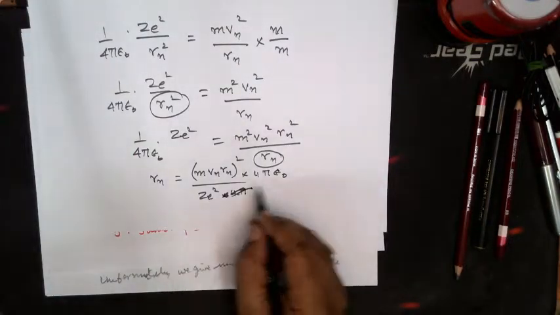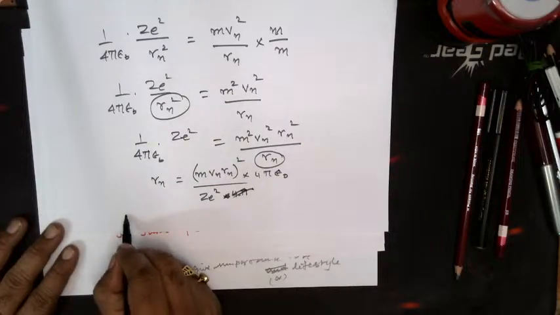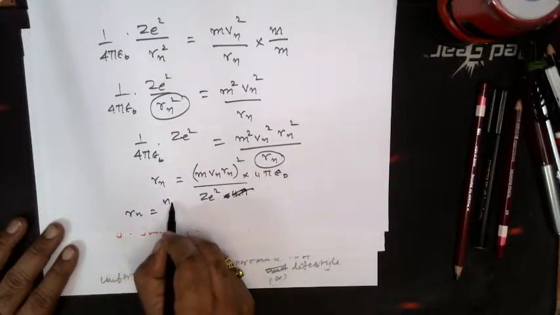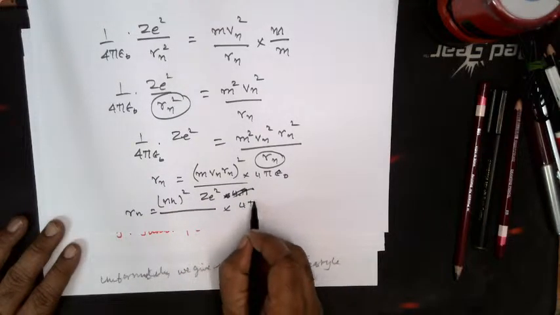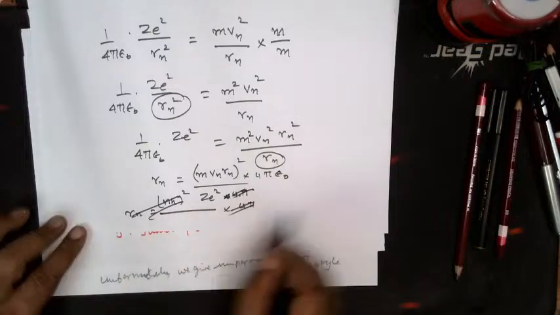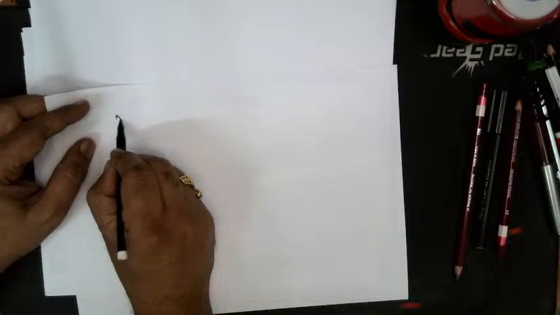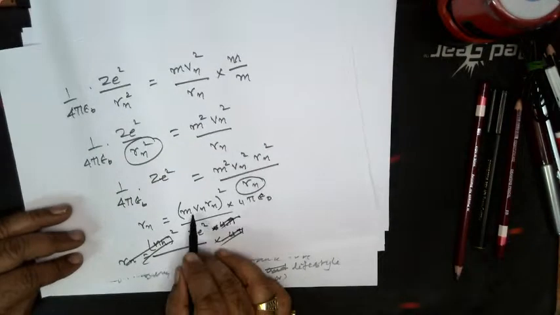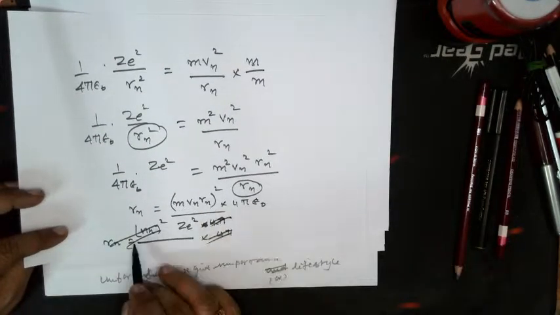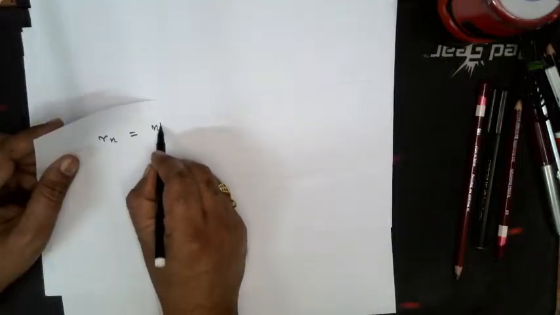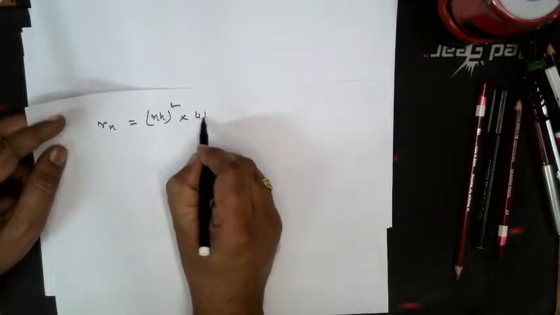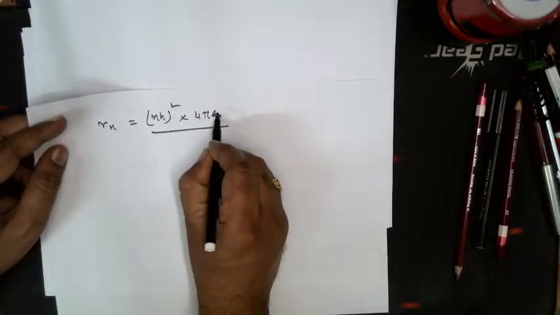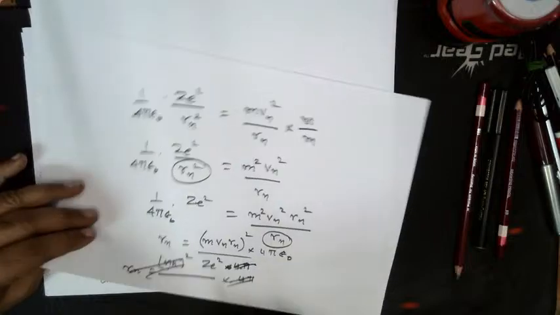I am replacing this by nh. So rn is equal to nh whole squared divided by 4 pi epsilon. Shall I write in the next page? That is rn is equal to, and then vn rn is replaced by nh. So nh the whole squared, correct? Divided by, so into you have 4 pi epsilon naught divided by Z e squared. Now it is clear?